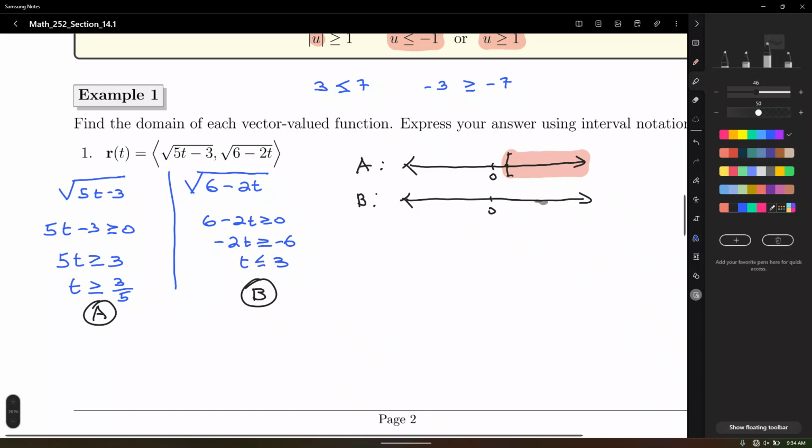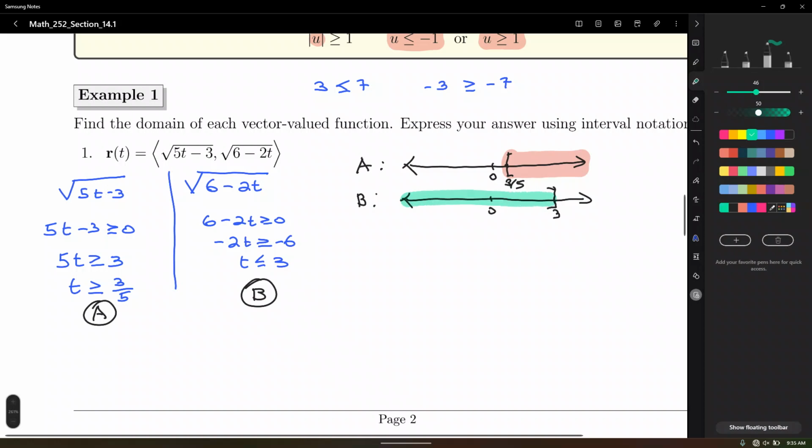All right, let's have a look at the next set. t less than or equal to 3. So 3 is roughly here. Okay, so this is 3/5, 3 is here. Am I going to shade to the right or to the left of 3? To the left, okay? So I'm going to use a different color for this, and I'm going to shade to the left.